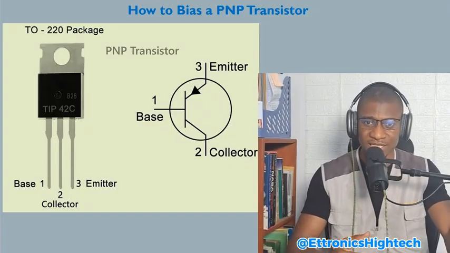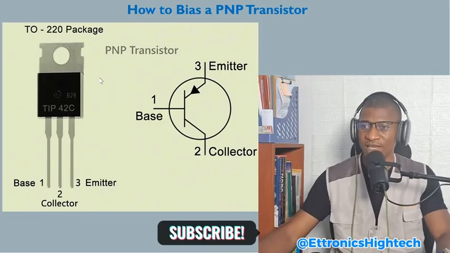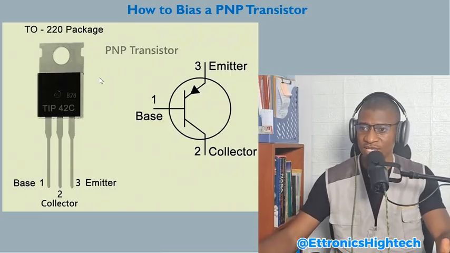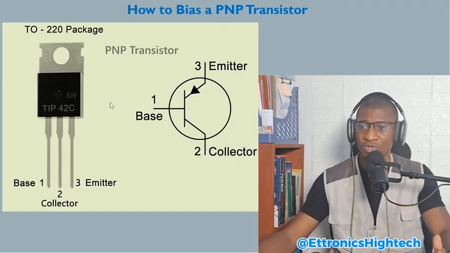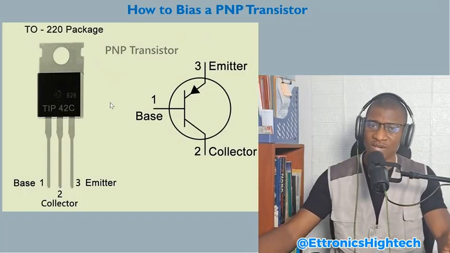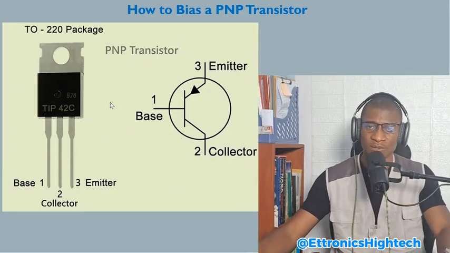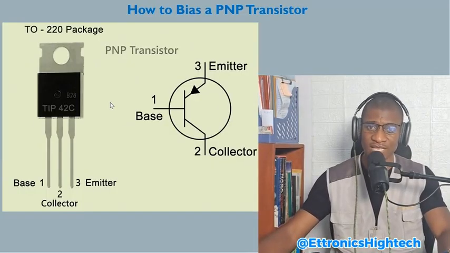So let's get started. So here we have a typical PNP transistor, the TIP42C, and you can see the pin configuration, the base, the collector, and the emitter, and you can see the circuit symbol. Now, one thing we should know is that whatever we can do with the NPN transistor, we can as well do something with the PNP transistor. The only thing that differentiates them is how we bias the transistor, and that is what I will teach you in today's tutorial.